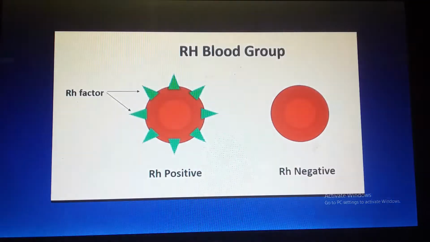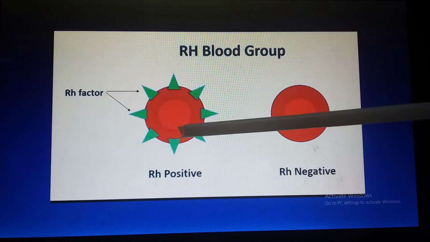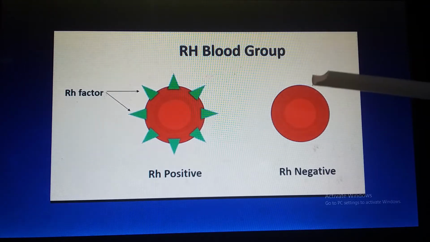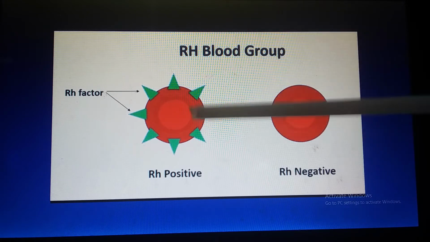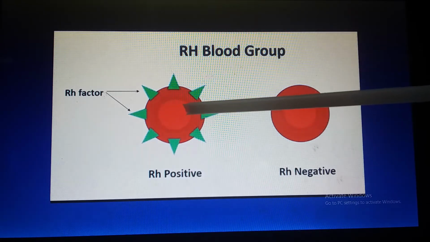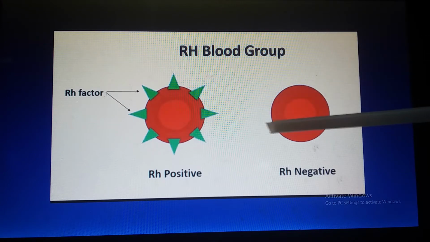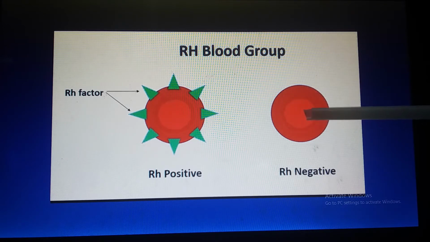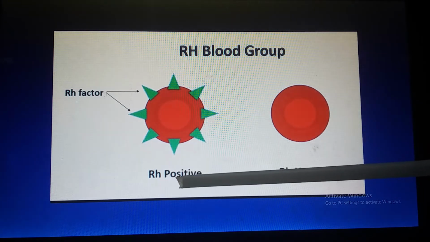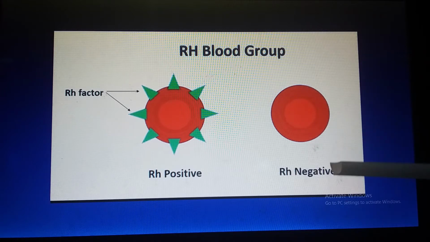Now I'm moving towards the next slide. You can see here two blood groups. Consider that one is an RH positive person and the other is RH negative. On the surface of this red blood cell, there are RH factors present, and on this red blood cell, there is no RH factor. So if the RH factor is present, it is RH positive, and if the RH factor is absent, it is RH negative. Is it clear? Now moving towards the next slide.